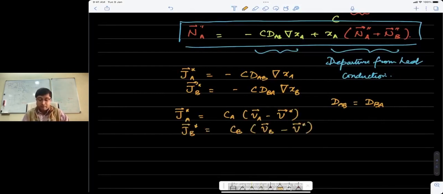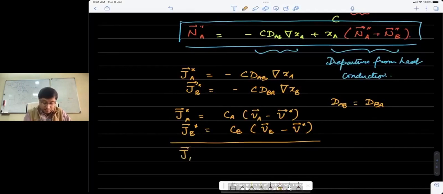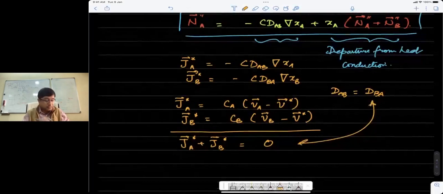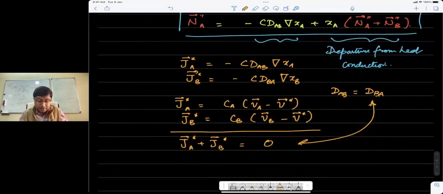If you add the two equations, I would get, left hand side would have JA star plus JB star, and the right side would be 0. And so that means that if you substitute, in a binary mixture XB is 1 minus XA, if you plug in, you can actually prove that DAB will be DBA from here. Something that I intentionally didn't want to cover, but I'm just telling you that this is how you get to this point. Now, I went a little sidetracked.